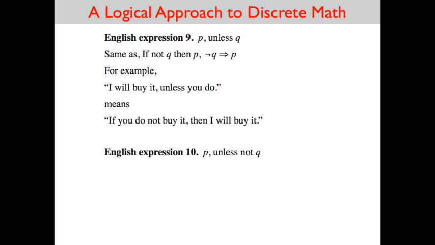So here's the example. I will take another course unless I do not pass this one. That means what? Come on. You're in this course, right? You want to take the next course. You say, I will take the next course unless I do not pass this one. What does that mean? If I pass this one, then I'll take another course.